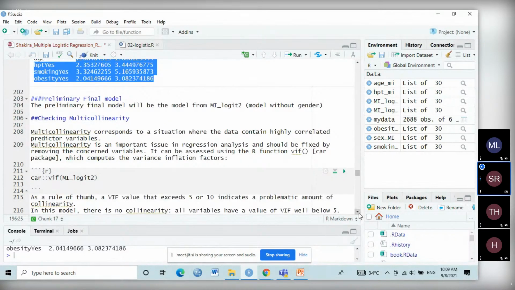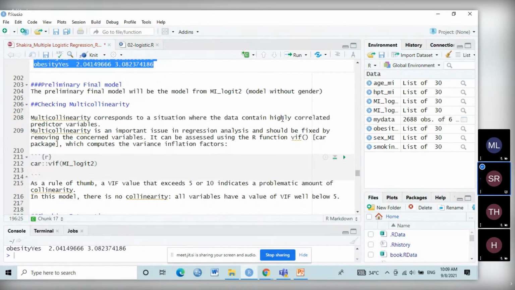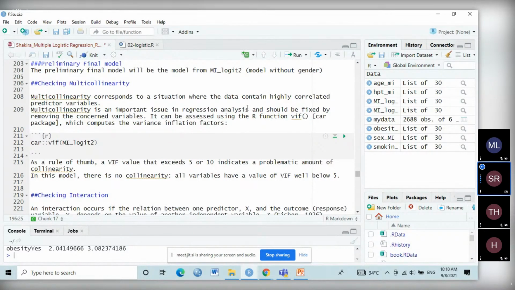Okay, what is multicollinearity? Multicollinearity is a situation where our data contain highly correlated predictor variables. Antara independent variable dia highly correlated, so kita tak nak. Because multicollinearity is an important issue in regression analysis, kita perlu identify, and kalau dapat highly correlated, kita kena exclude one variable, kena buang. So actually untuk multicollinearity kita boleh check guna correlation matrix, correlation antara each independent variable. Tapi untuk sini kita juga boleh guna VIF, variance inflation factor. Untuk check, kalau VIF ni less than 5 or 10, dia tak ada issue on multicollinearity.